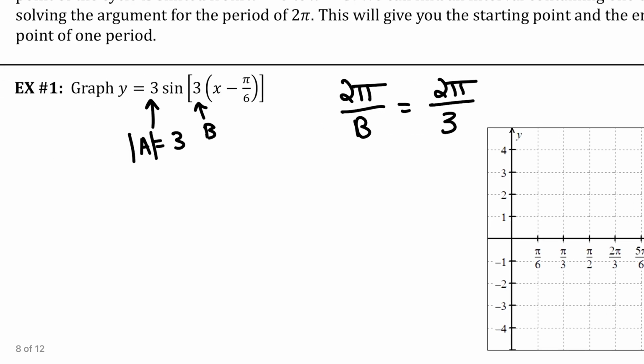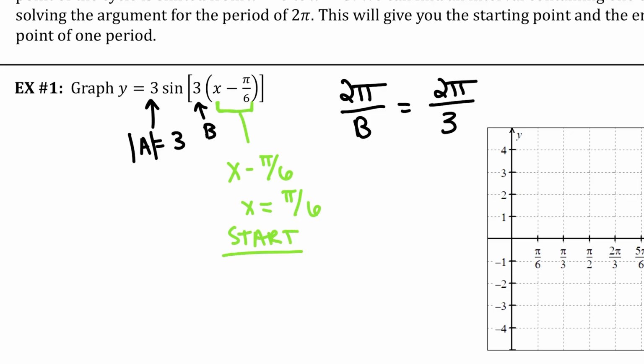But then we have this x minus pi over 6. That x minus pi over 6 is now going to be our shift. So x minus pi over 6 means our x is equal to pi over 6. That's our start point.